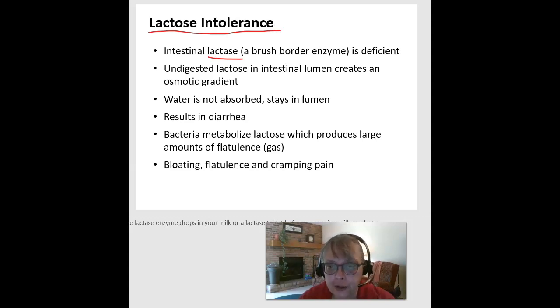However, there's another way that lactose can be broken down, and that is by bacteria. But when bacteria break down lactose, they produce a lot of gas, and that gas is uncomfortable. It causes bloating and cramping, not to mention what we know of as flatulence.